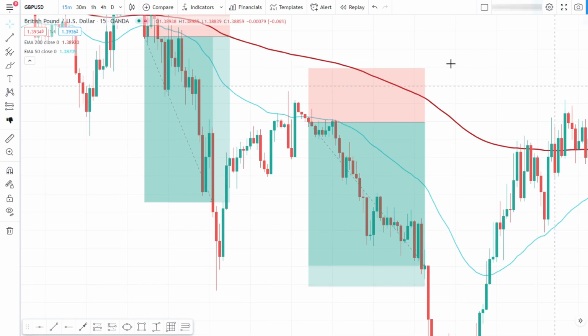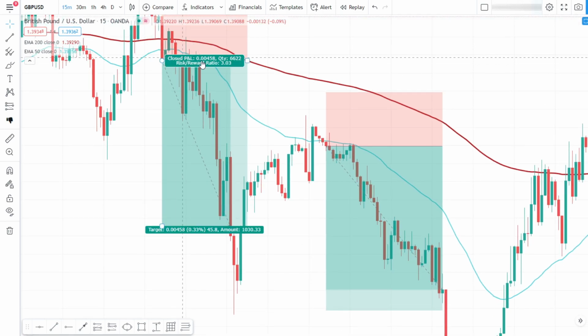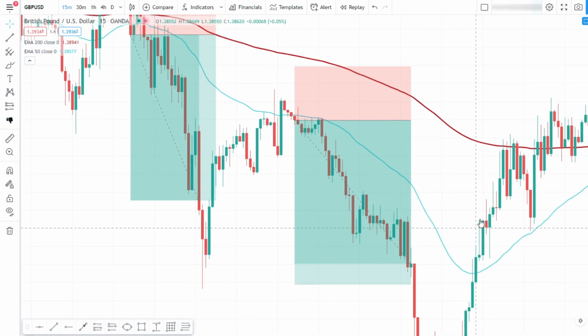It's pretty simple. You can also do it off of the wicks, like I said, as long as you see some wick rejections. I will explain those in another video. But it is pretty nice and simple.